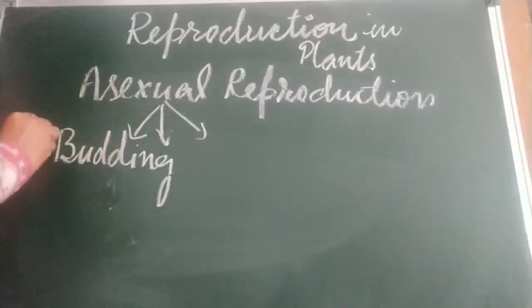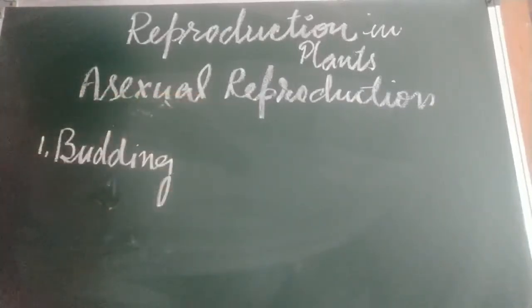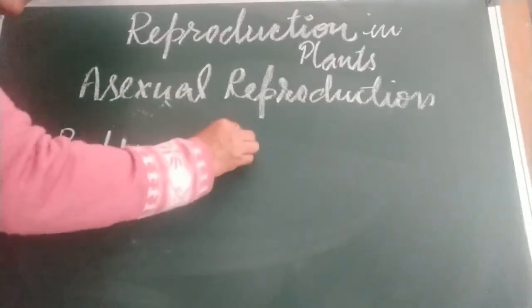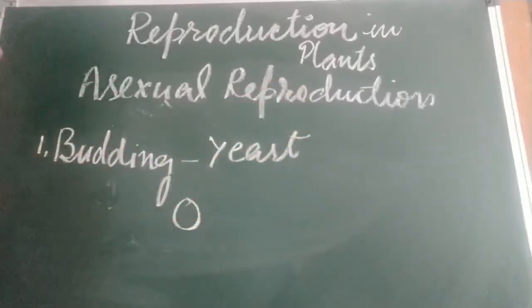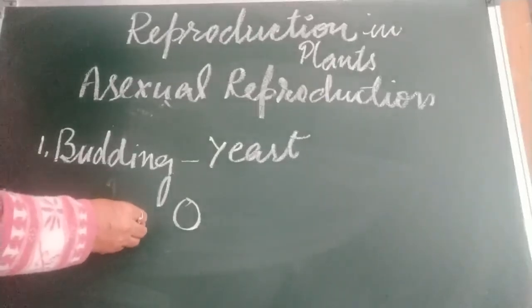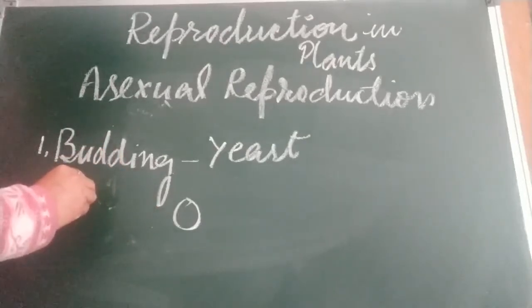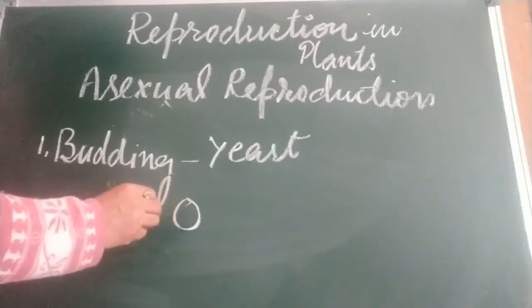Okay, so first we are going to discuss budding. What is budding, children? Microscopic organisms such as yeast. Children, you must have heard about yeast. It is single celled and it is available in the market. You can buy and see it, in a grocery shop. Microscopic organisms such as yeast reproduce asexually by the budding method. In this process, a small bulb-like cellular outgrowth called a bud is formed.